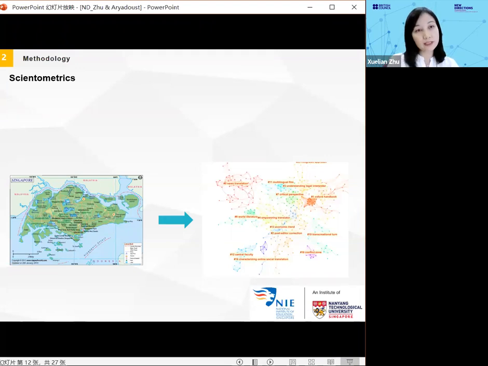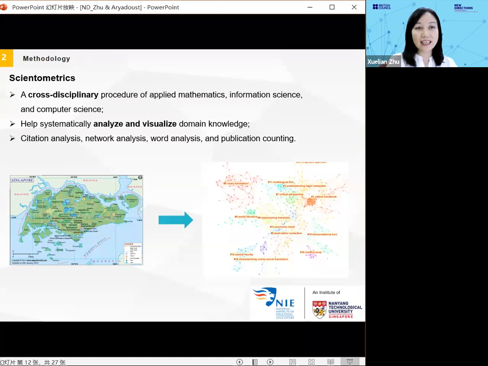As to scientometrics, I would like to give you a comparison so you will understand it ASAP. If you look at the left, that is a map of Singapore. From this map, we come to know the buildings, roads, lakes, and other geographic characteristics of this country. But if you look at the right side, that is a knowledge map of TS. From this map, you can see the important authors, publications, and other important information. So scientometrics can systematically analyze and visualize a domain's knowledge for us.